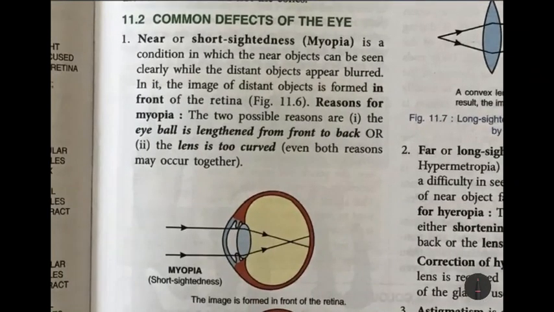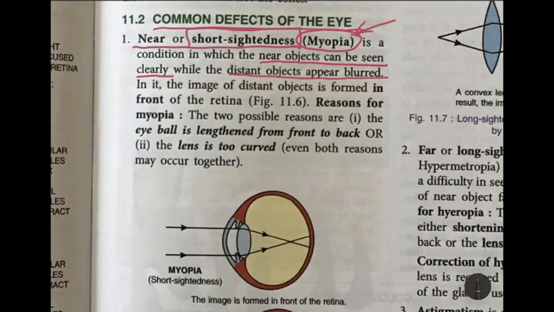Now next we move on to the common defects of the eye. The first one is near or short-sightedness, also known as myopia. Okay, mostly you need to use the biological term. Remember that. So it is a condition in which the near objects can be seen clearly, just like the word suggests, near or short-sightedness. Okay, so you can see objects which are nearby while the distant objects appear blurred.